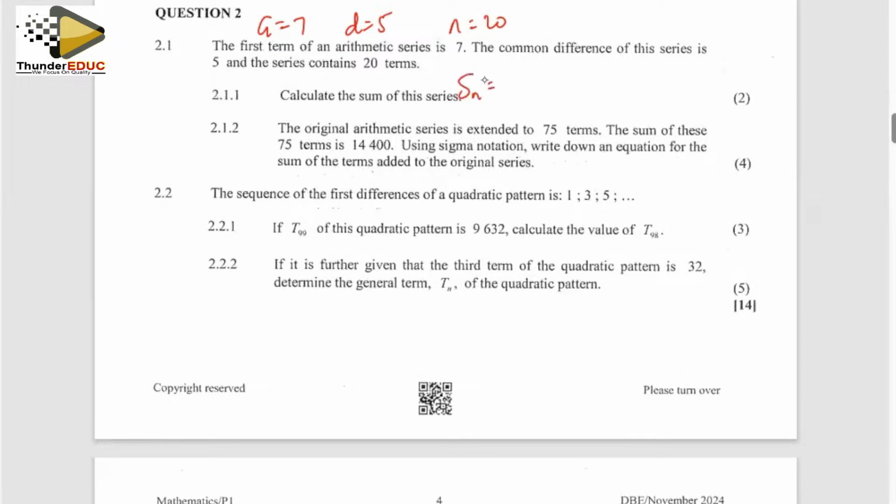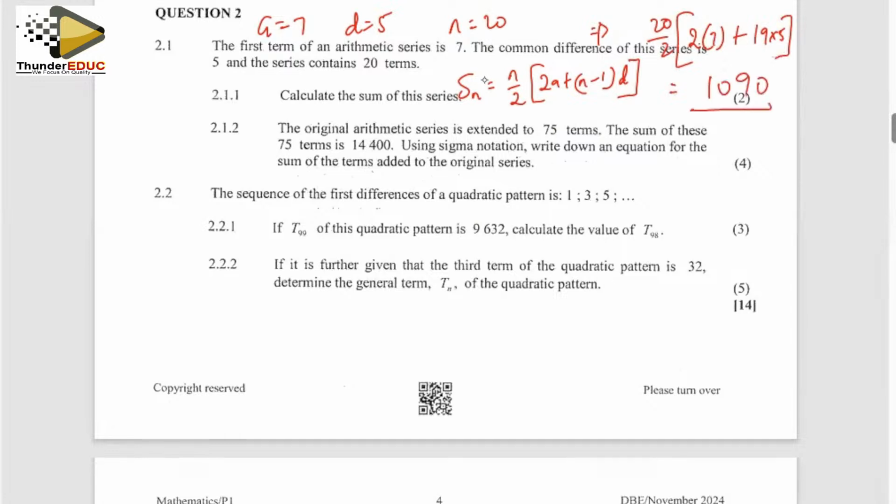So from the formula of the sum, from the formula page, n over 2 into 2a plus n minus 1 into d. Let's just do the substitutions. That's going to be 20 over 2 into 2 times 7, plus we know that 20 minus 1 is going to be 19 multiplied by 5. Okay, let me just reaffirm my answer. That's 2 times 7 plus 19 times 5, and I'm multiplying it by that. So it's 1090. 1090. All right.